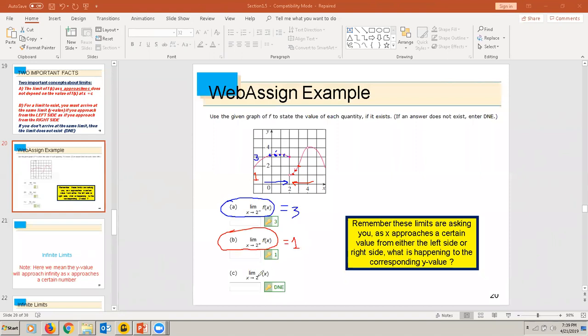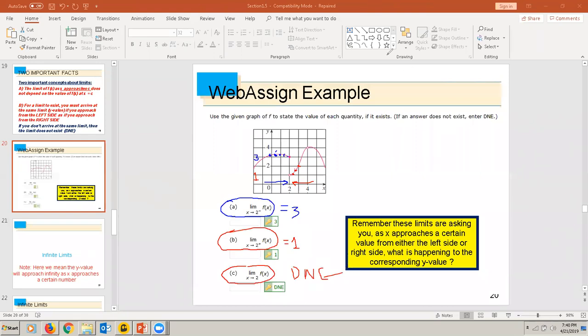Then part C says, what's the two-sided limit? Because the left-sided limit and the right-sided limit are not equal to each other, remember for the left-sided limit I ended up with the answer 3, and for the right-sided limit I ended up with the answer 1. Because those two results aren't the same, the answer for the two-sided limit is that it does not exist.